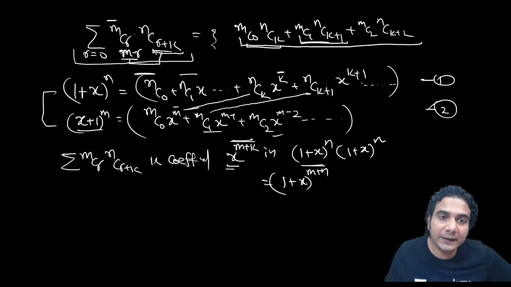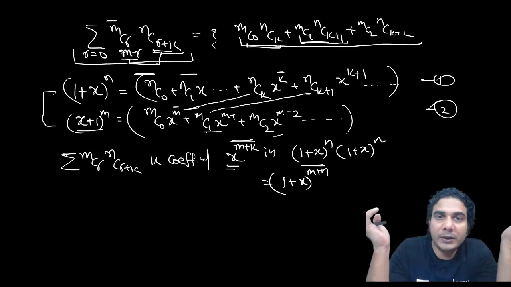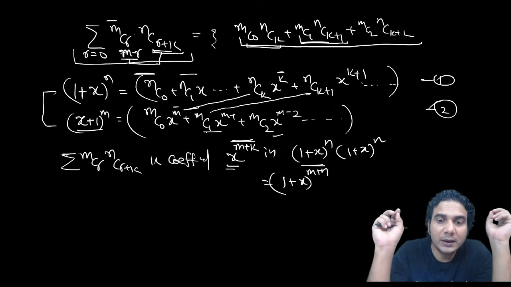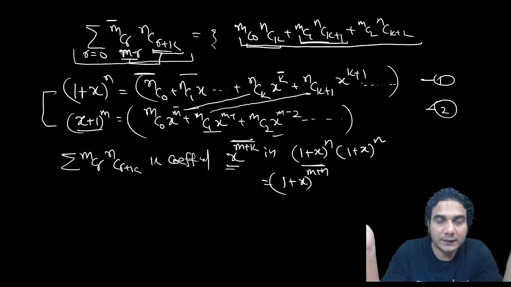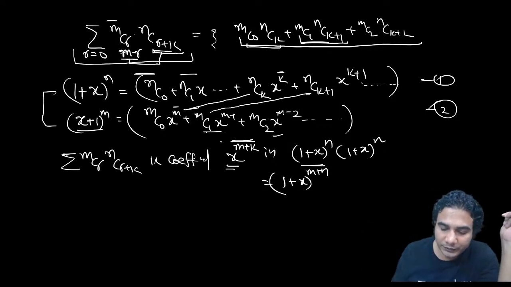Then I check this: if this sum is constant, then for any value of r, it is going to be the coefficient of x raised to the sum of these two, and the sum of these two is a constant. That means it is the coefficient of x raised to m plus k in the product of these two expansions. So that we get easily. So we are using that shortcut.